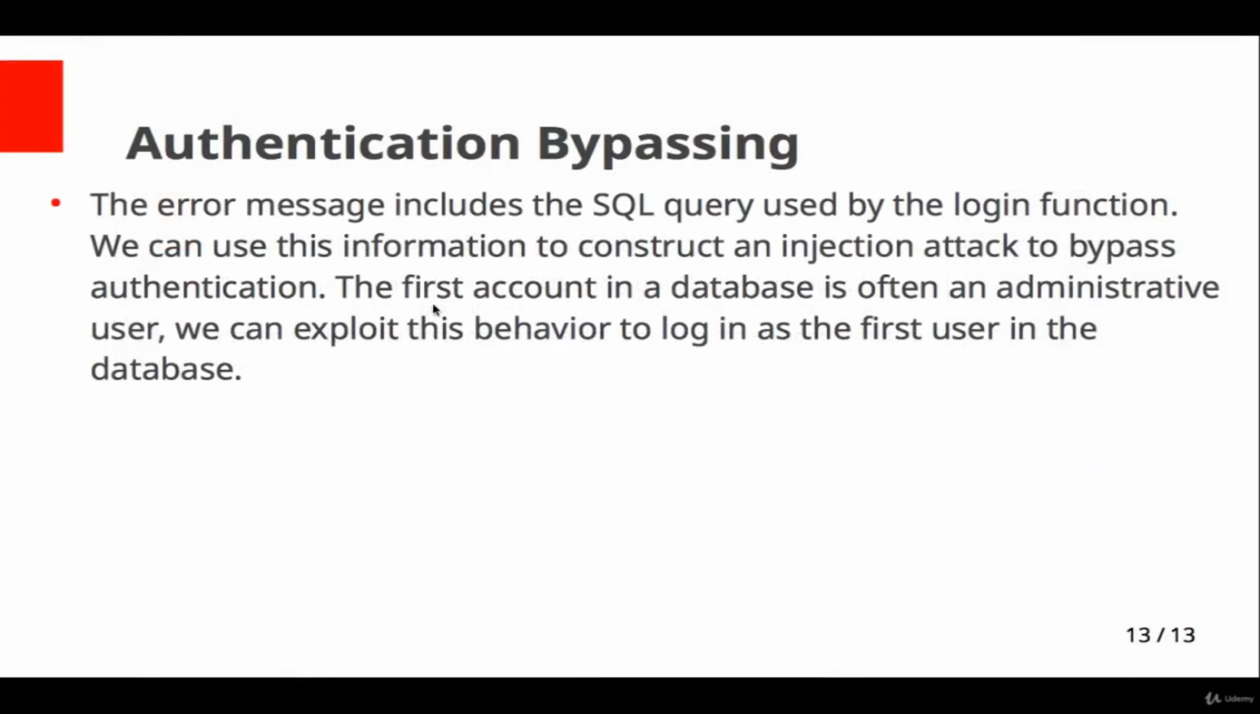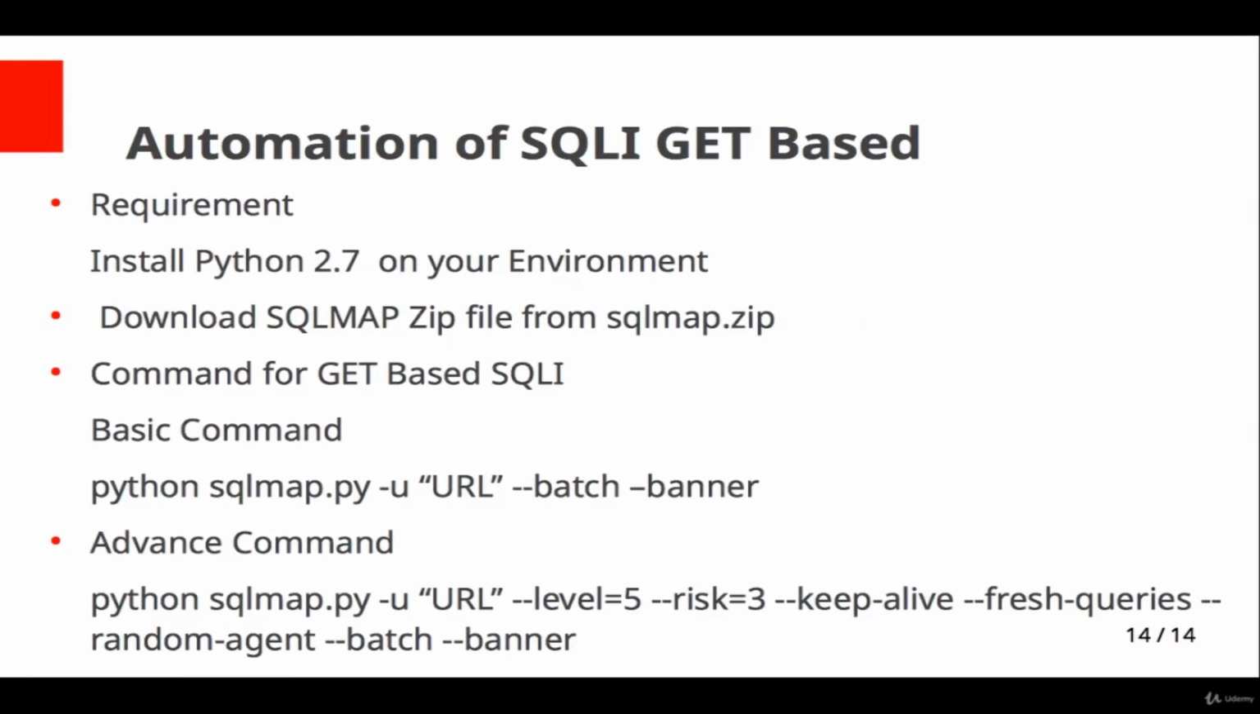So the first account in a database is often an administrative user. We can exploit this behavior to log in as the first user in the database. Let's talk about how to automate SQL injections through sqlmap. So first we will see GET-based SQLi automation. The requirement is very simple. You have to install Python 2.7. Why? Because sqlmap can only run through Python 2.7.